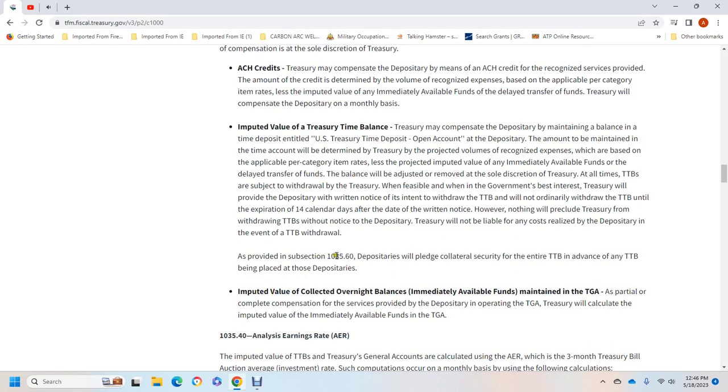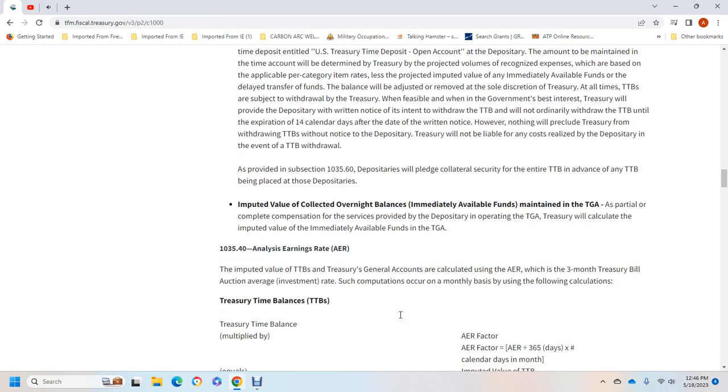As provided in section 1035.60, the depository will pledge collateral security for the entire TTB in advance for any of the TTB placed on the depository. Imputed value: collected overnight balances, immediately available funds maintained with the Treasury General Account, partially or completely compensate for services provided by the depository and operating the Treasury General Account. Treasury will calculate the imputed value of immediately available funds of the Treasury General Account.